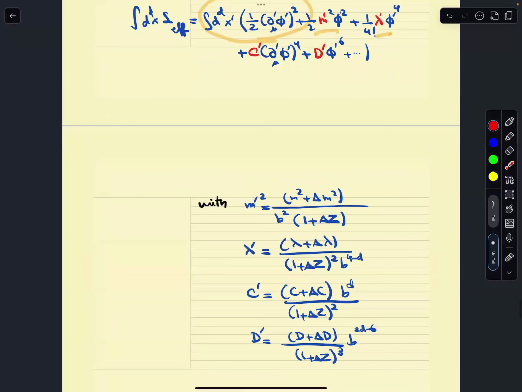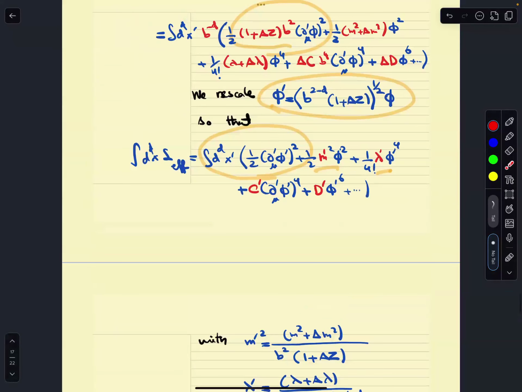Lambda prime looks like this. C prime looks like this, D prime looks like this, right? These are different derivatives. So these are the running of all couplings, right? And the wave function renormalization is this factor.